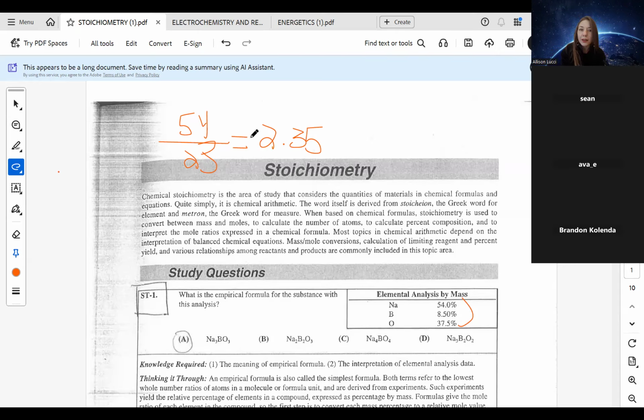Then we have boron. So this was sodium, and we have boron, 8.5%. But if we had a 100-gram sample, we could say we have 8.5 grams. Boron is about 10.8 grams per mole. So we do 8.5 divided by 10.8, and that gives me like 0.79. These are not real round numbers, but remember we have to divide by the lowest value of moles to determine our true ratio.